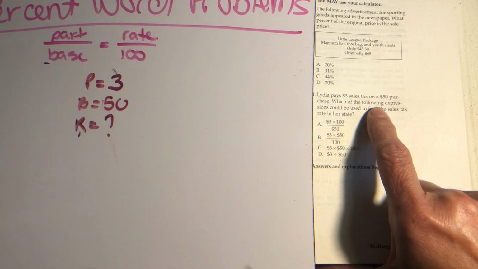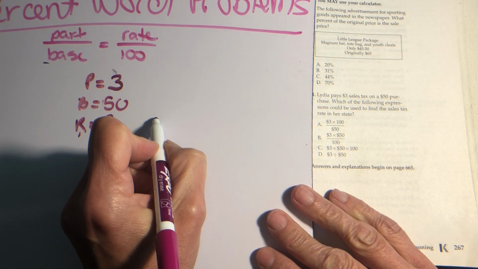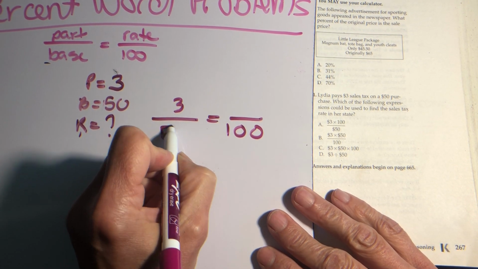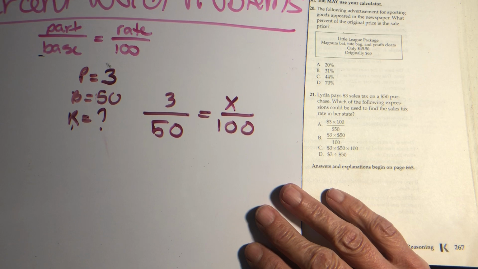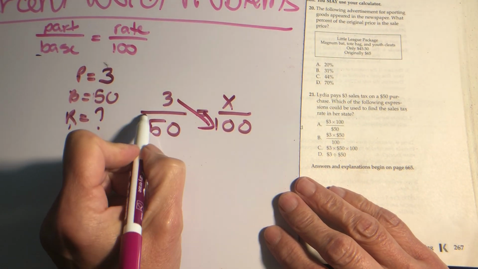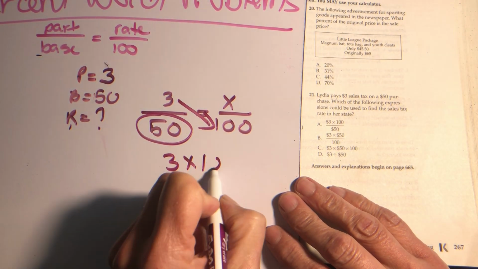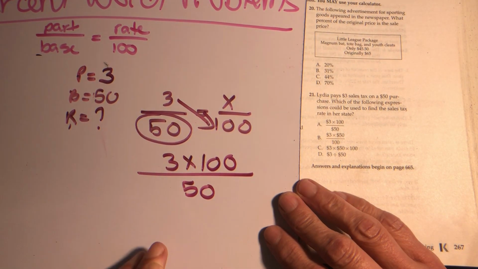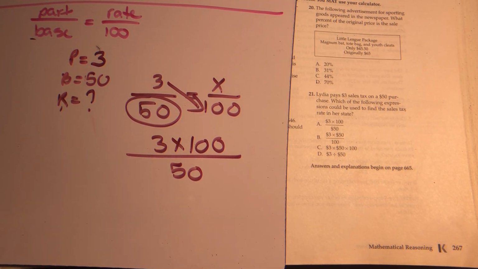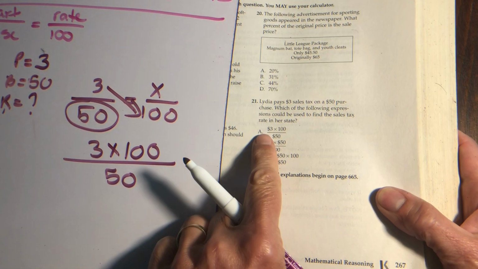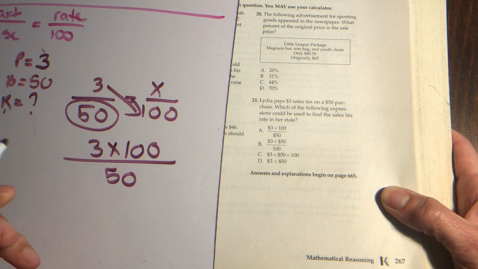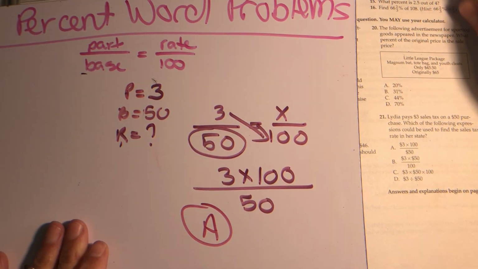$50 is the total purchase, so then you would just set it up as line equals line over 100, 3 over 50, and you're looking for your rate. Now notice, they don't want the answer, so don't get too carried away with your work. Just set it up like we've talked about how to set it up, and now you can go over here and find it. So I've got 3 times 100 over 50, and you can see that choice A would be 3 times 100 over 50. And so that would be our selection.